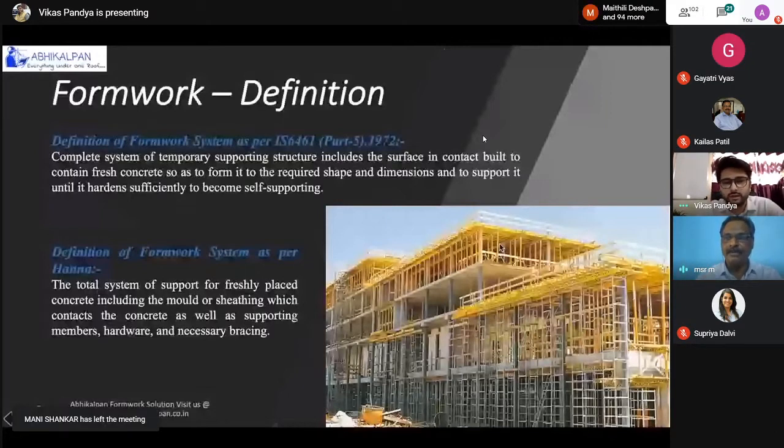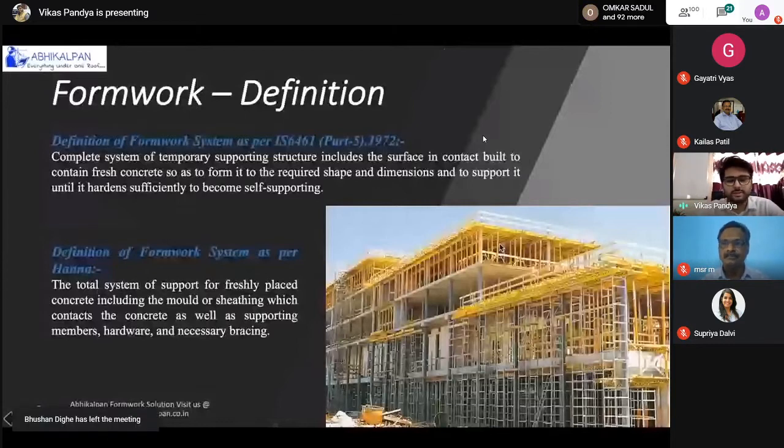Vikas, let me interrupt you. Have you changed the slide? Yes, I have. Because on the fourth slide, we are seeing the formwork definition only, so that's why I interrupted. I have already changed. Okay, okay. Let me check.